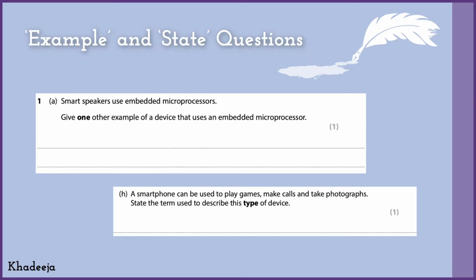So they're asking you for an example, and of course you have to write down what that example is. It has to be correct, of course, but you just have to write it down. You don't have to explain it or do anything else. You can even see it's for 1 mark. So these are simple questions where you just have to state the answer. And moving on from that, there are some state questions in which you just have to state. You don't have to give an example of anything. As you can see, the second picture over here, a smartphone can be used to play games, make calls, and take photographs. State the term used to describe this type of device. So the answer over here, for example, would be multifunctional device for this question.